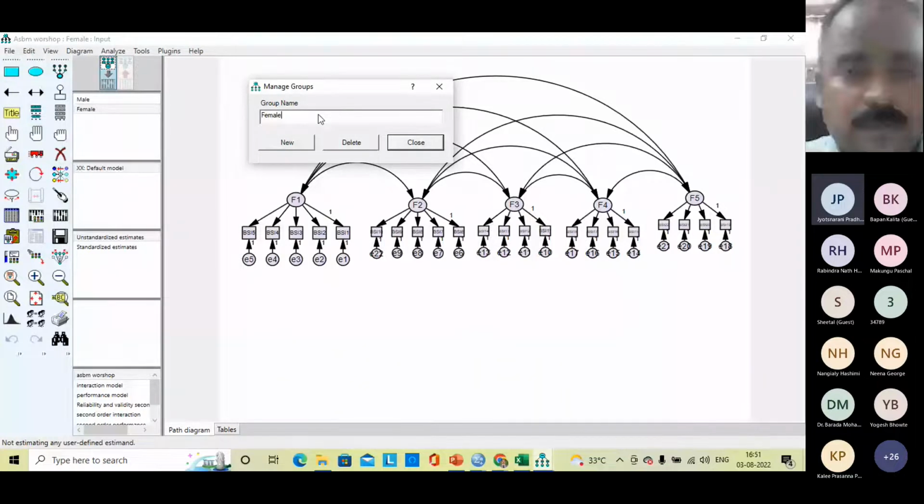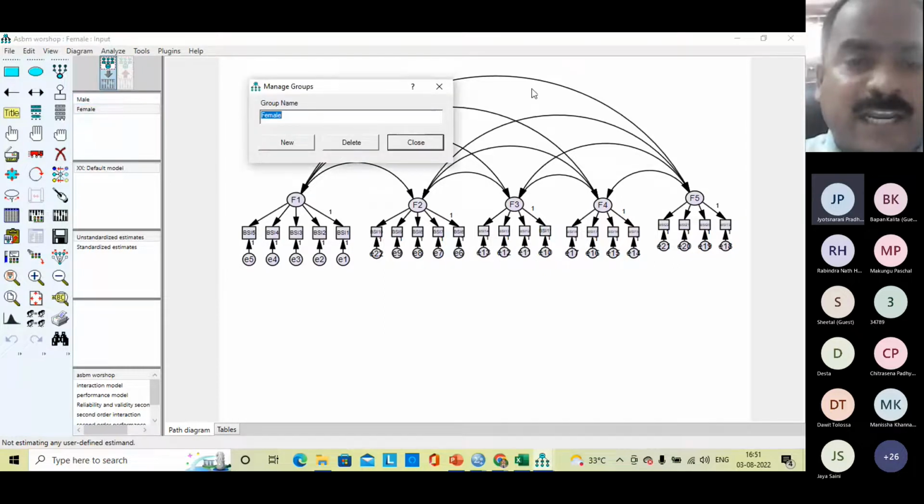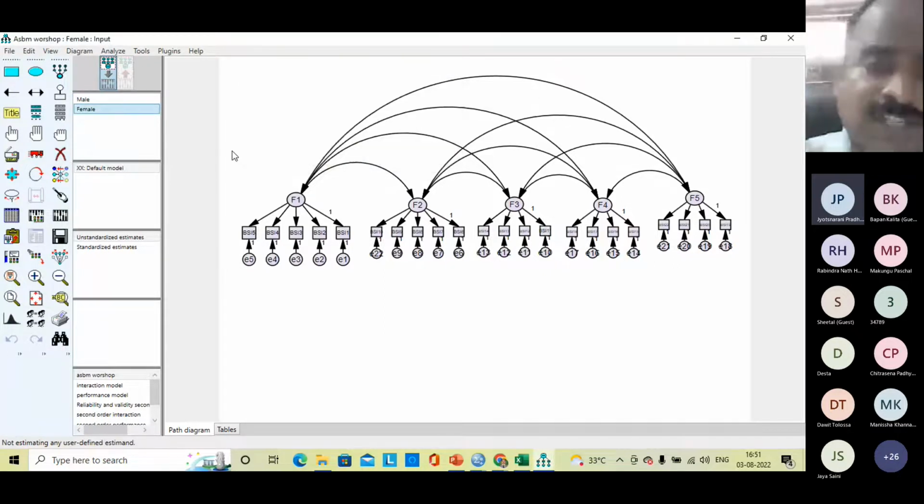Now, the group naming operation is over. Nothing to do now. Simply close it. We have given the input to AMOS. There are 2 groups. So 2 groups have been created: one is male and another one is female. AMOS is given the input of 2 groups, male and female.